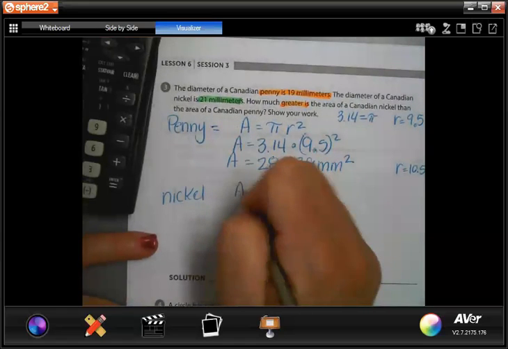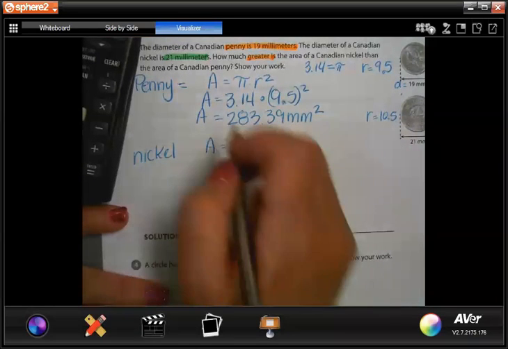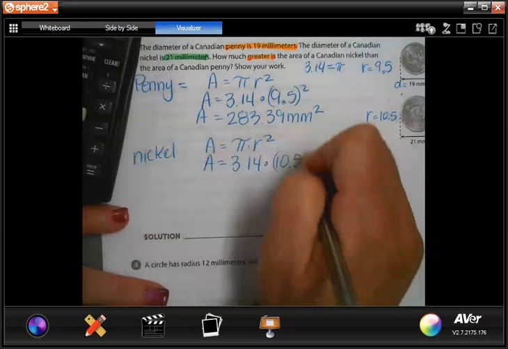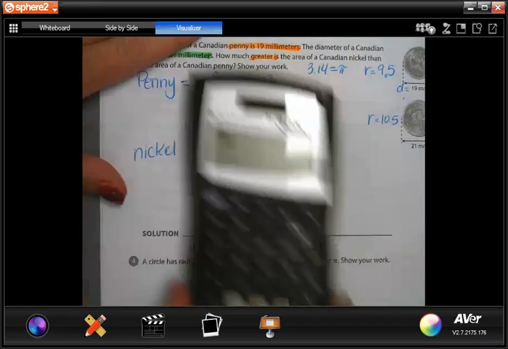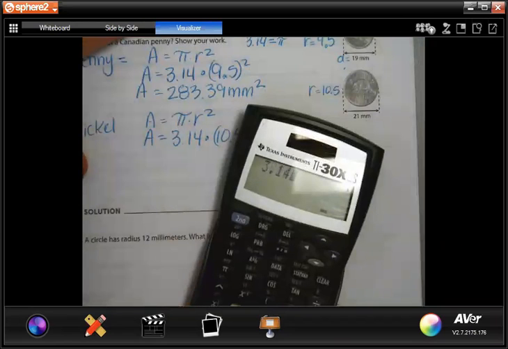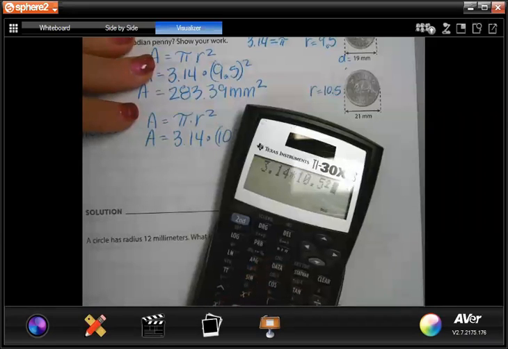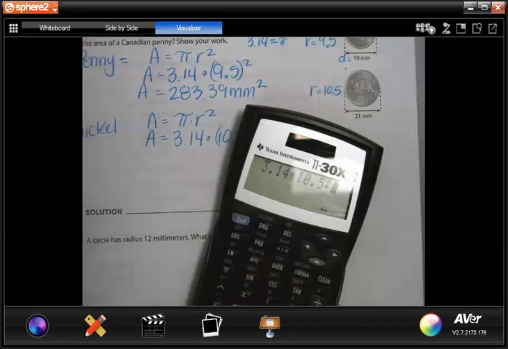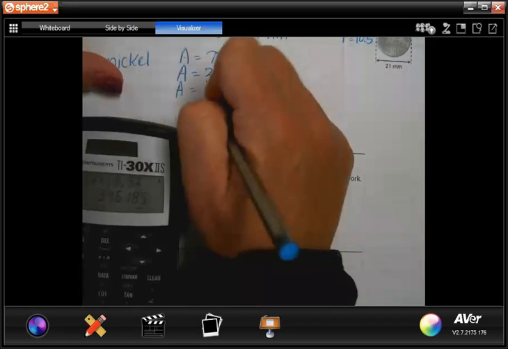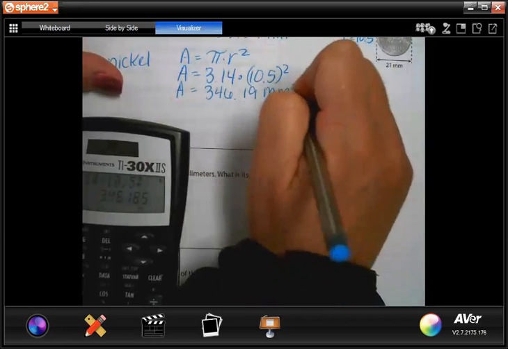Again, I always like to start off with the formula. It just makes it easier. So we know pi is 3.14 and my radius is 10.5 squared. So I'm just going to punch that into the calculator, sorry, not computer. So 3.14 times 10.5 squared. Now, if you want to do 10.5 times 10.5, that's fine. It's the same thing. So this comes out to be 346.19 millimeters squared, and again, I'm going to round it.